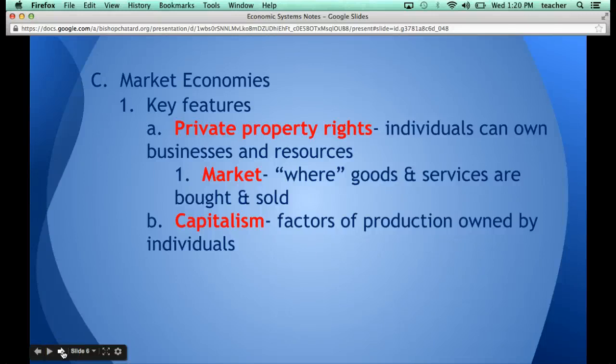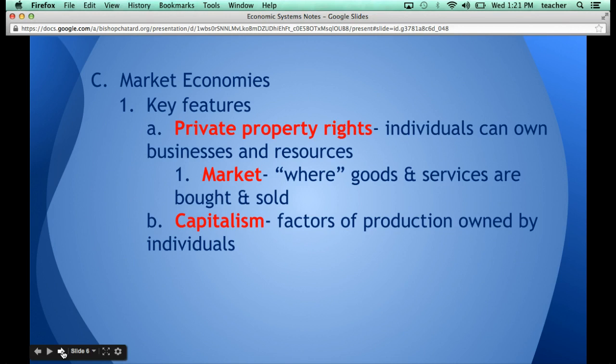So the 4 factors of production were land, labor, capital, and entrepreneurship. The easiest way to remember capitalism is capital is in the word. Capital is a factor of production. So if you remember the factors of production, capital is in the word capitalism.